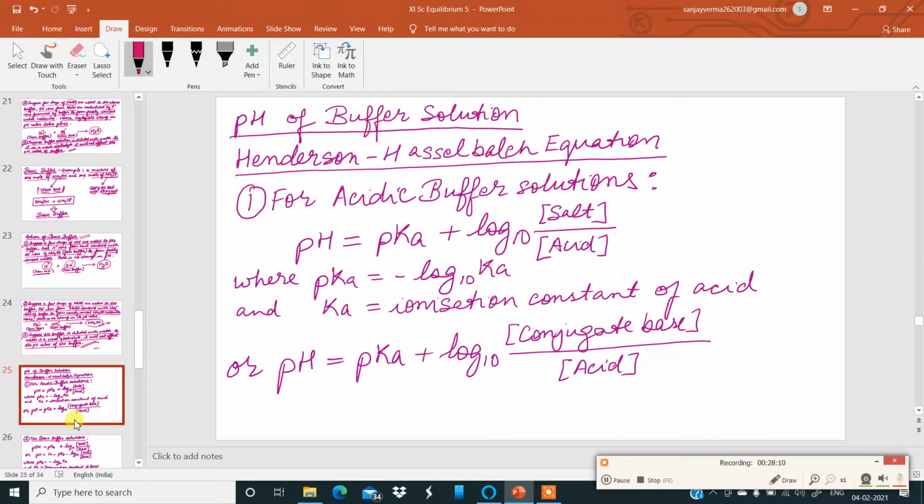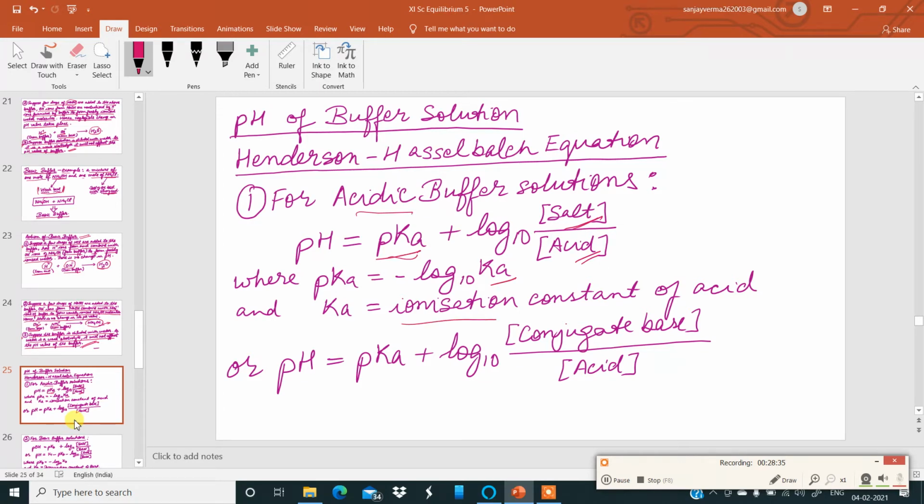It was devised by Henderson and Hasselbalch, and is called the Henderson-Hasselbalch equation, named after these two people. For acidic buffer solutions, remember, pH can be obtained by pKa plus log to the base 10 of the concentration of salt divided by the concentration of acid, where pKa is equal to negative log to the base 10 Ka.